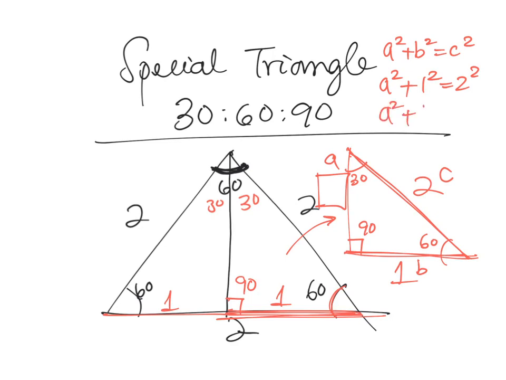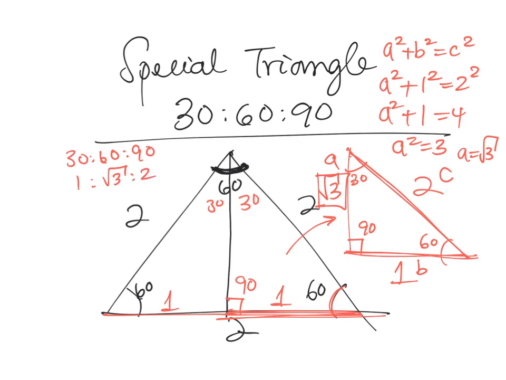A squared plus 1 is equal to 4. A squared is equal to 3. Then A is equal to square root of 3. So this is square root of 3. So with a 30, 60, 90 triangle, you have 1 is to square root of 3 is to 2. That's the ratio.